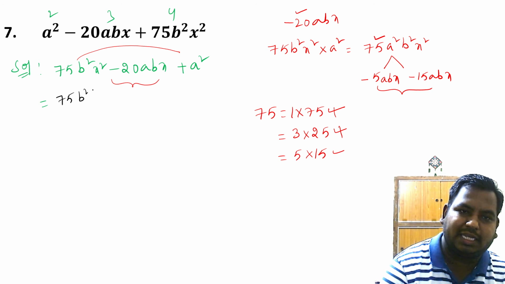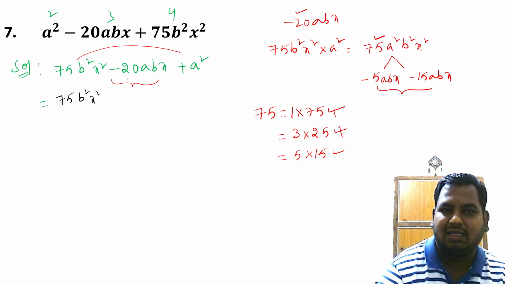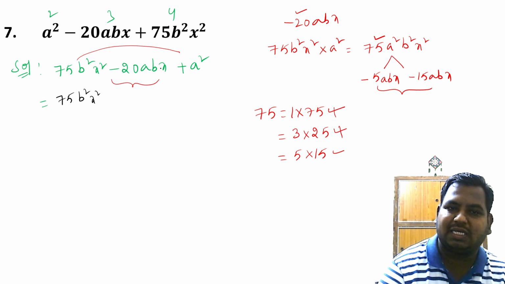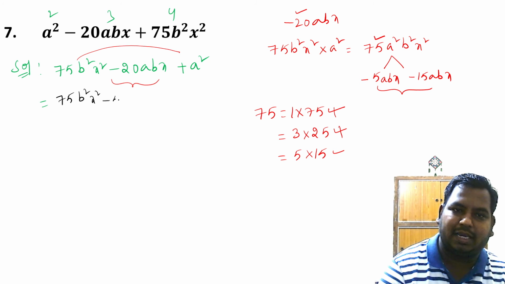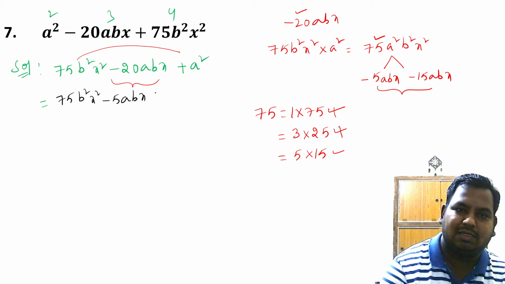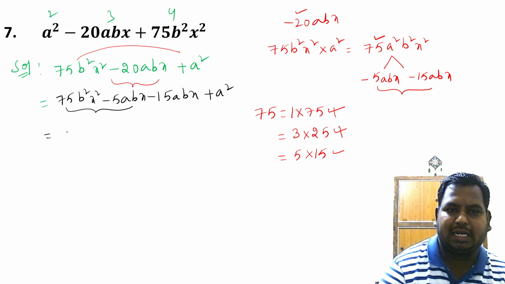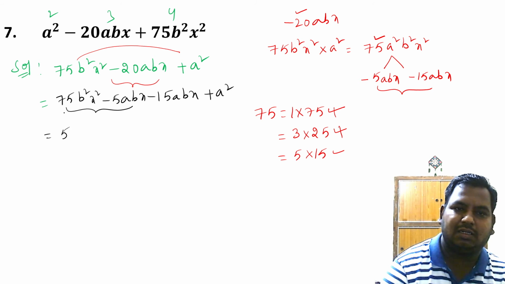75b squared x squared is the first term. We'll write it as it is. We can write minus 20abx as minus 5abx minus 15abx. The last term is a squared. From the first two terms, I can take 5bx common.